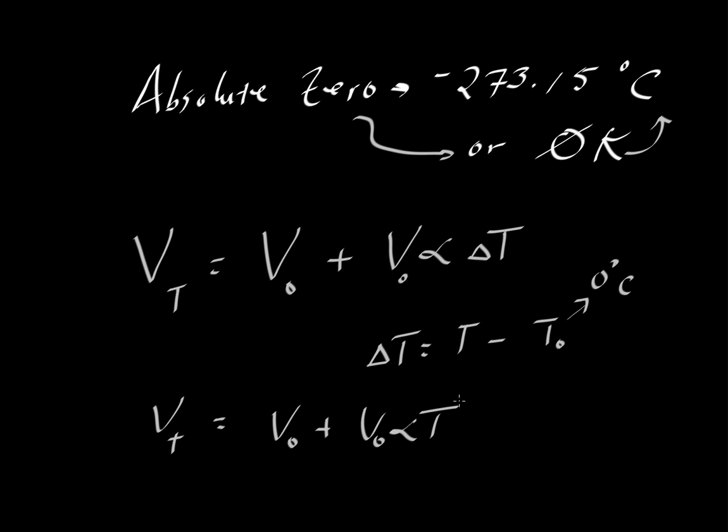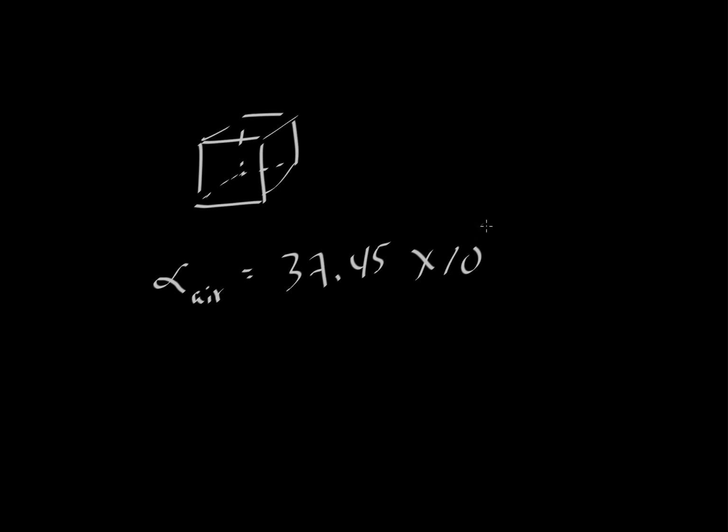Let's take a look at Charles' experiments. He would take a volume of air and he would heat it up or cool it down and watch the volume either increase as the material was heated or shrink as the air was cooled down. And he determined a value experimentally of a coefficient of thermal expansion for air of 37.45 times 10 to the minus 4 per degrees centigrade.